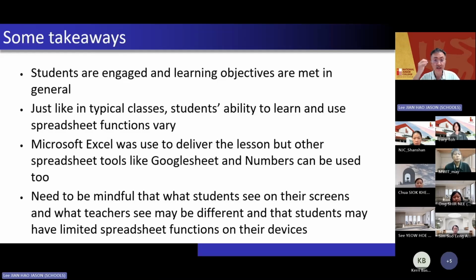Students are generally engaged and the learning objectives are met. Just like in a typical class, where students' ability to learn and use spreadsheets can vary pretty widely. And therefore, it's useful that they actually sit in pairs, where sometimes there will be someone who is stronger who can help the weaker student.